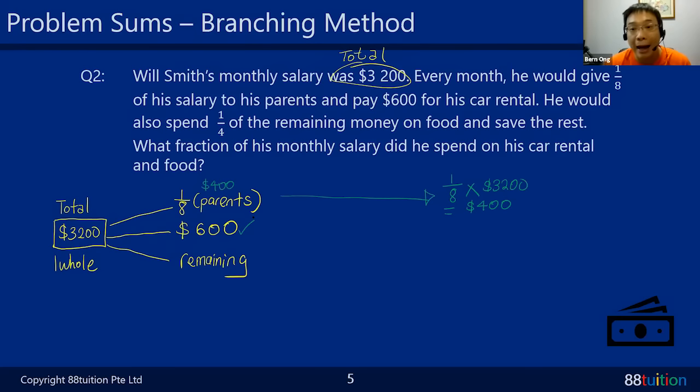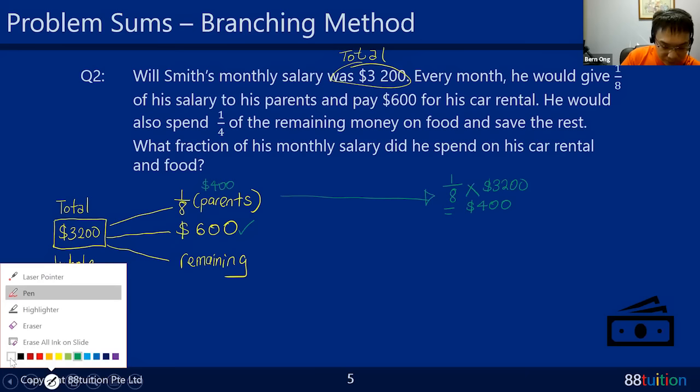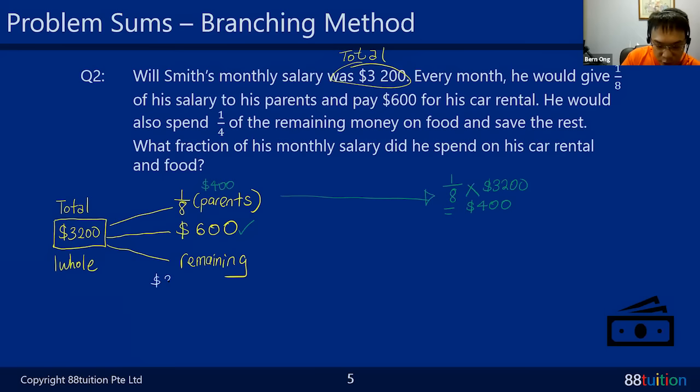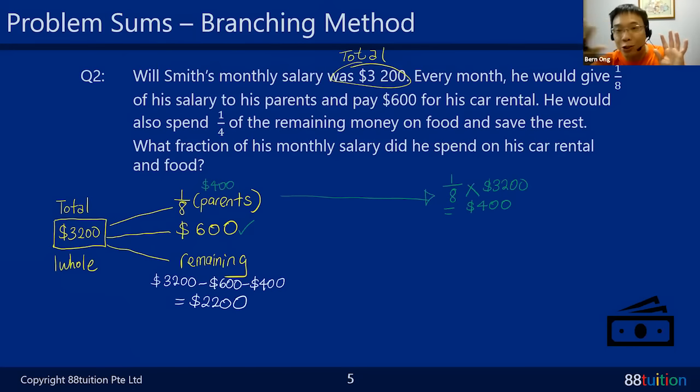$600 is given to the car rental. So what is the remaining? Easy one. Just take the 3,200 minus the papa, mama 400, minus the 600. So down here, the remaining you can write as 3,200 minus 600, the car rental, and also 400, papa, mama. And that will remain 2,200. Is that okay? So you're just listing out the storyline and along the way, you find out more information for yourself.